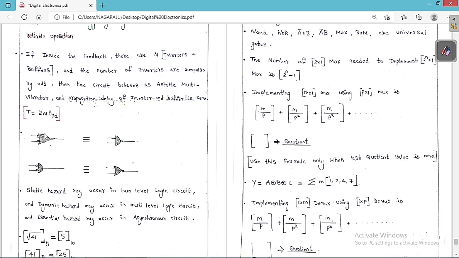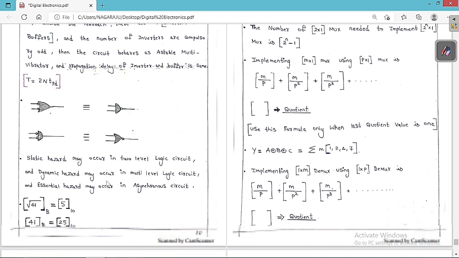So we can say here bubbled OR gate is equal to NAND gate and the bubbled AND gate is equal to NOR gate. You can see clearly, bubbled OR gate is equal to NAND gate and the bubbled AND gate is equal to NOR gate. So listen carefully.